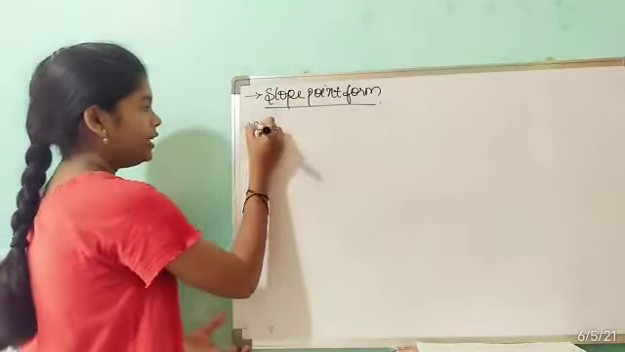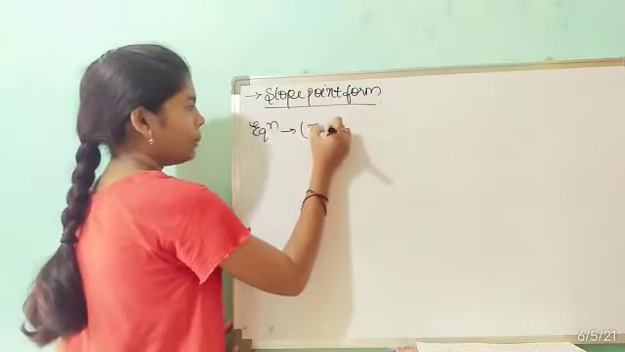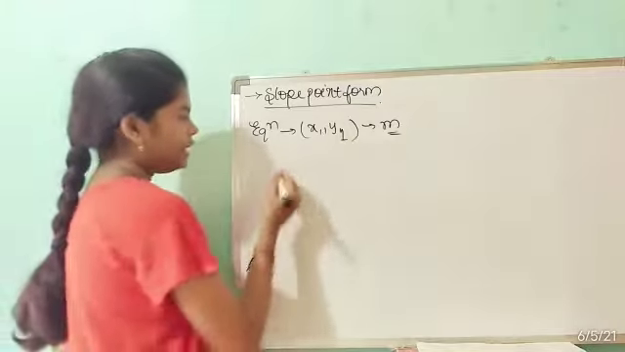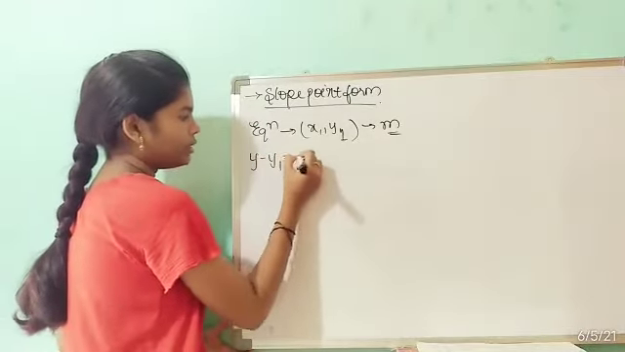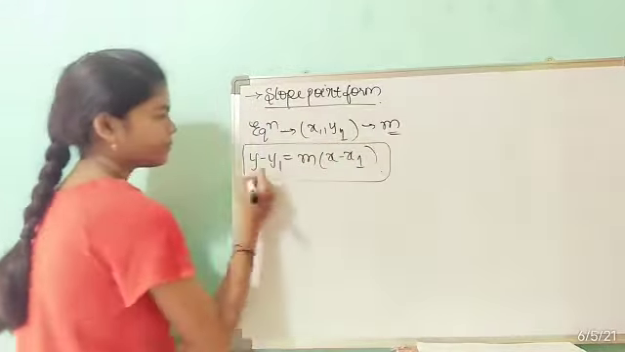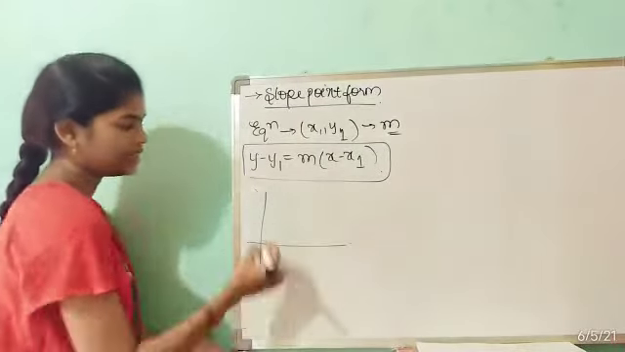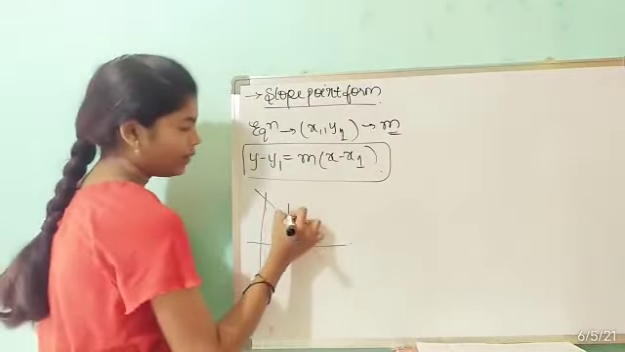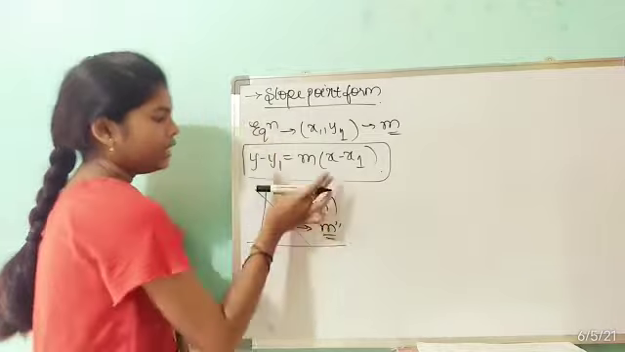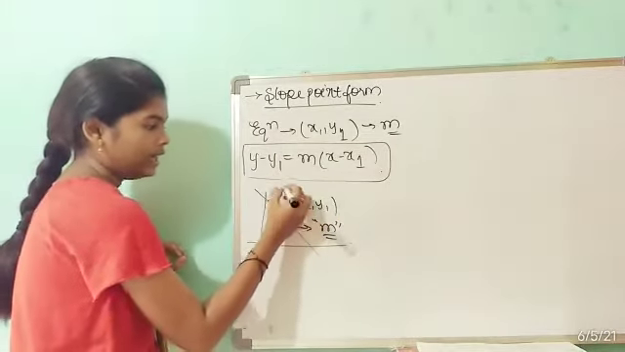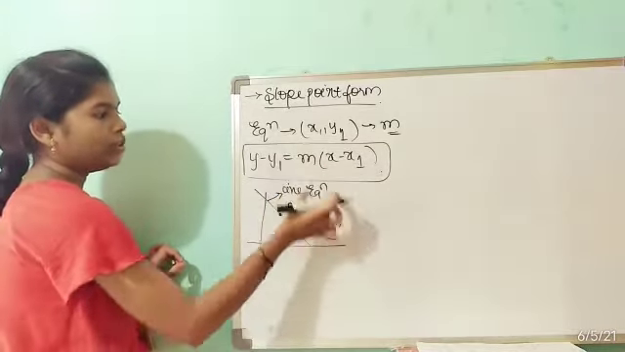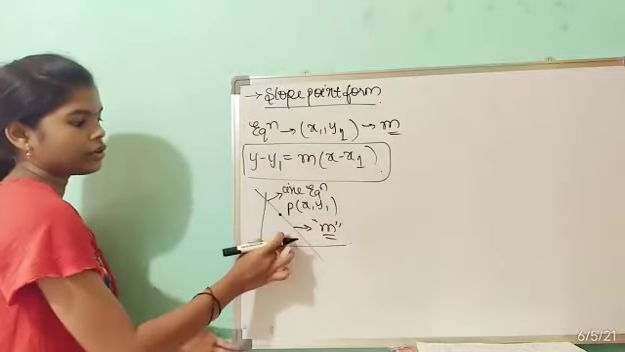Suppose in order to find an equation which is passing through x1 comma y1, one point, and it is having a slope m, then the equation is y minus y1 is equal to m into x minus x1. If you see, this is a coordinate axis and this is one of the lines which is passing through a point P, x1 comma y1, and it is having a slope m. Then, in order to find this line equation, substitute the x1 and y1 values here and the slope here, then you will get the equation of this line.